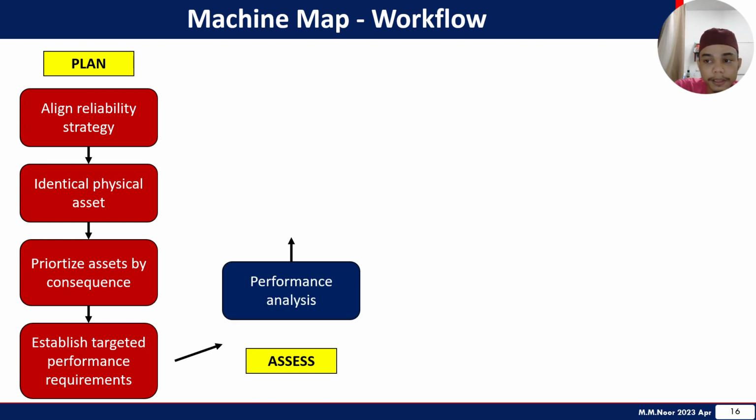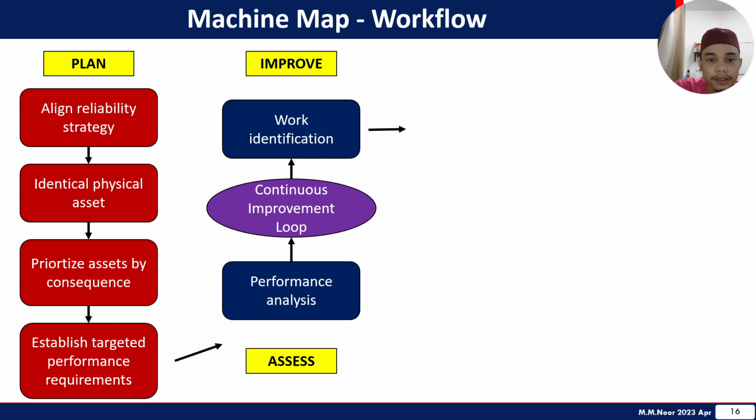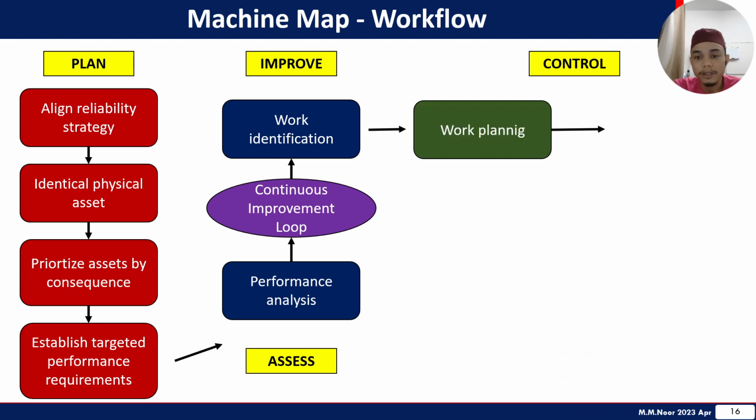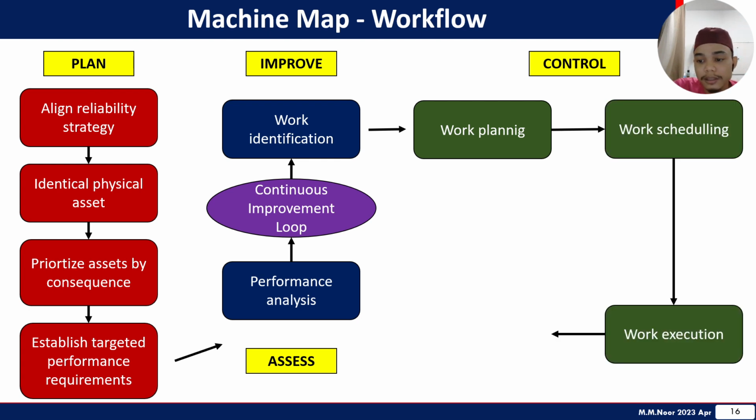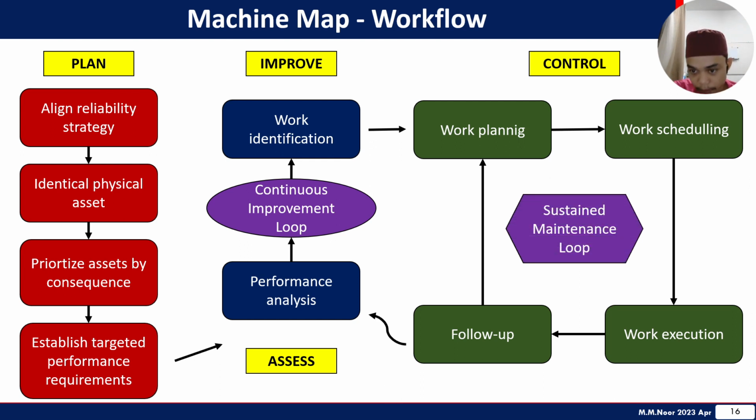After plan, we go to assess, perform analysis, and continual improvement. Between improve, work identification, and improve, we go to control. Under the control, we have work planning, work scheduling, work execution, and follow-up, and sustain the maintenance loop. So basically, between assess, improve, and control have the same workflow and loop.